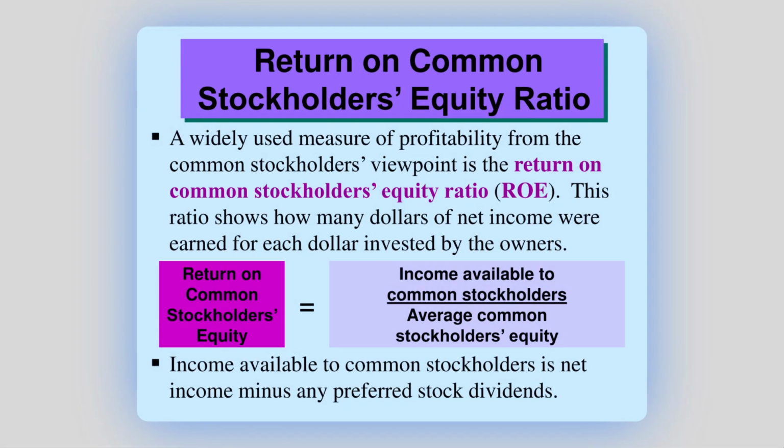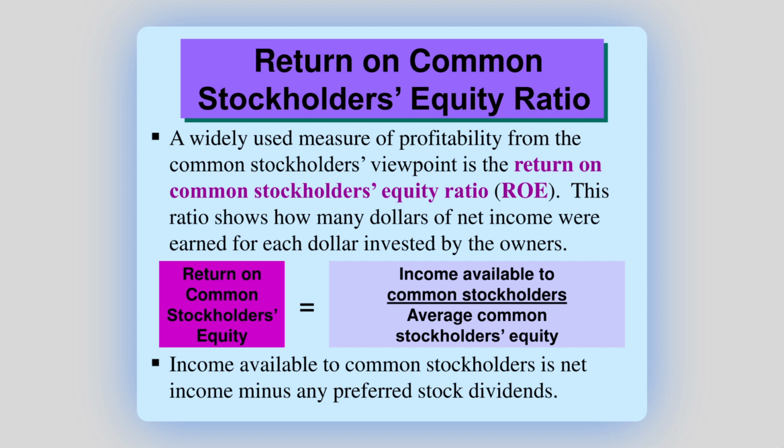Number one is about return on common stockholders' equity, or ROE. The widely used measure of profitability is the return on common stock, now called ordinary shares, or the ROE. The ratio shows how many pesos or dollars of net income are earned for each peso or dollar invested by the owners. So, ano yung formula natin?